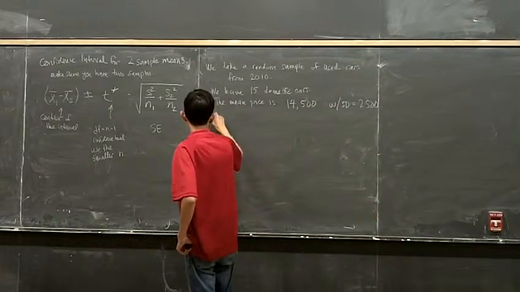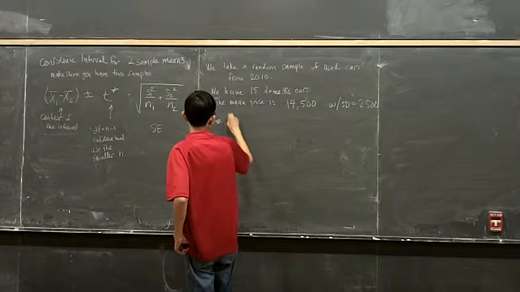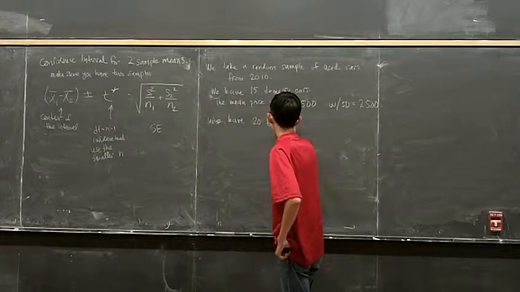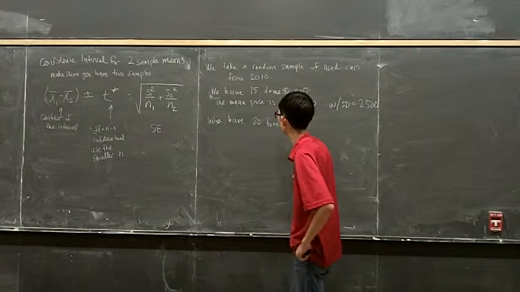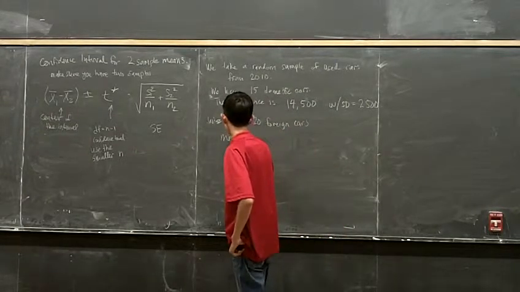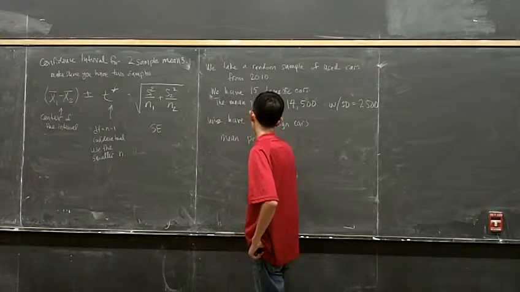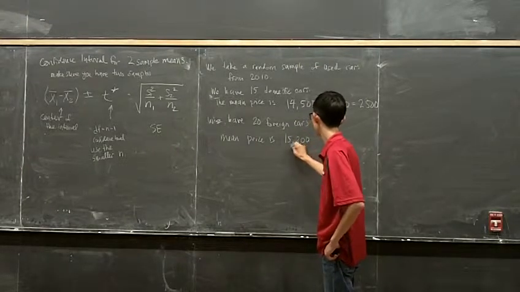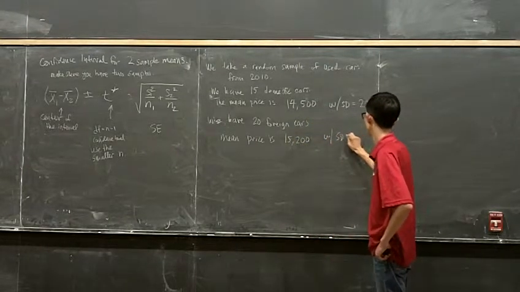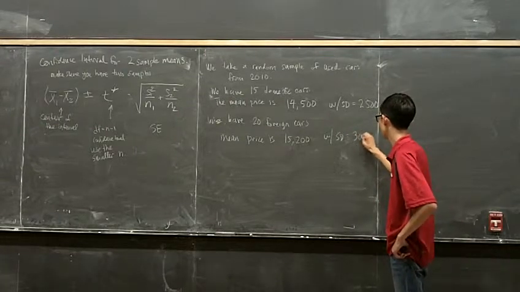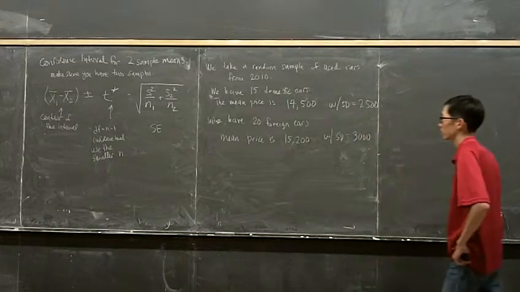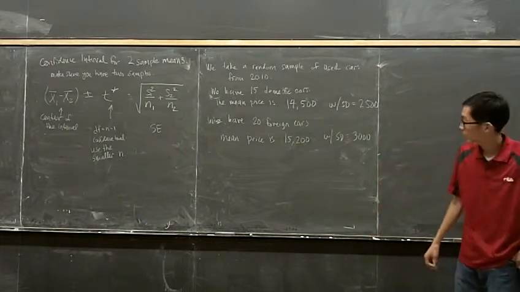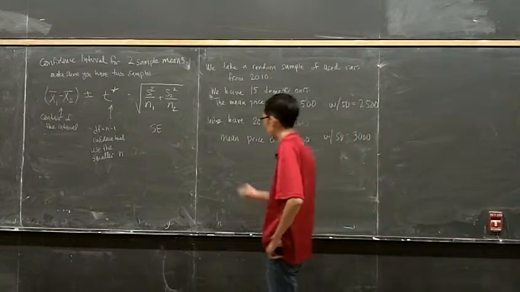And we have 20 foreign cars, also randomly selected, and the mean price is $15,200 with a standard deviation of 3,000. That's probably too big. Make a 95% confidence interval.